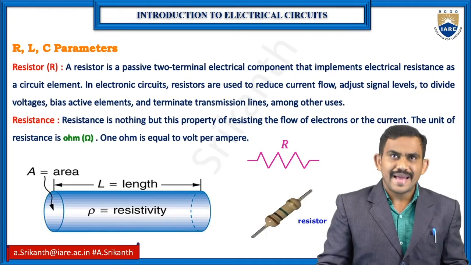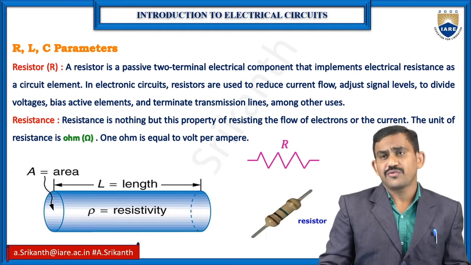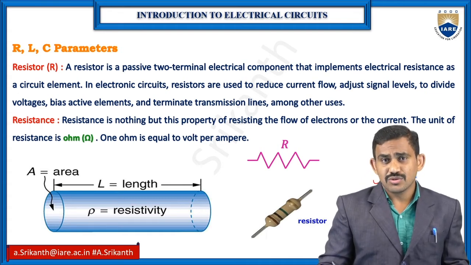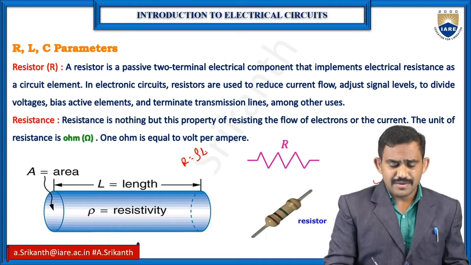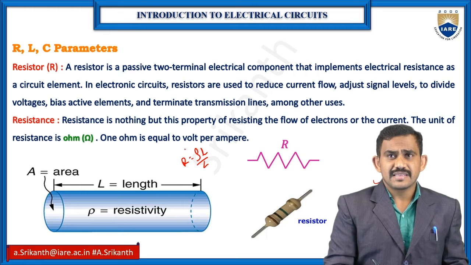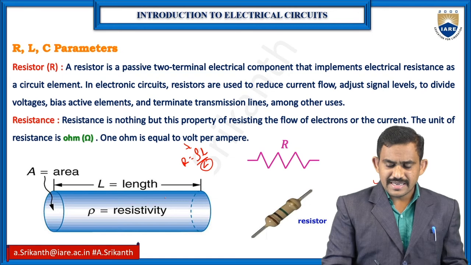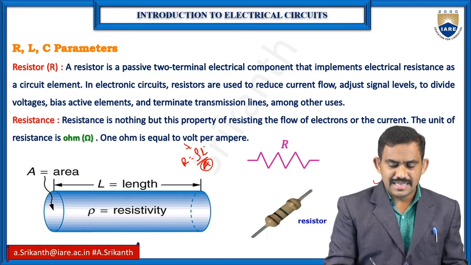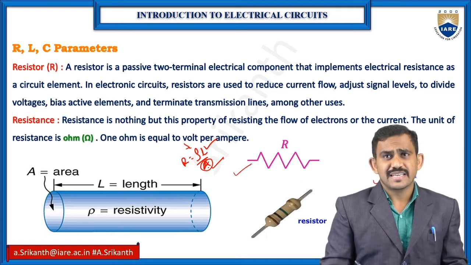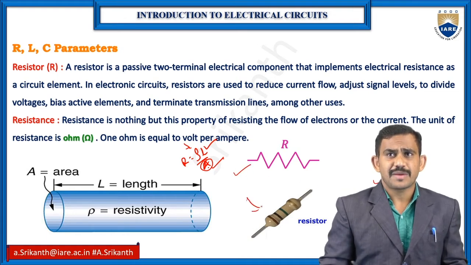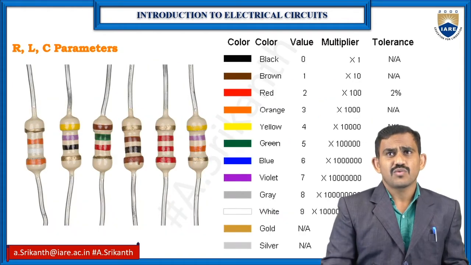Coming to passive elements: the resistor, inductor and capacitor. For resistor we have the formula R equals rho L by A, so don't forget that formula. Here rho is resistivity, L is length and A is area. Coming to the symbol, this is the symbol for resistance, and in practice you can see this type of resistors. The unit for resistor is ohms.